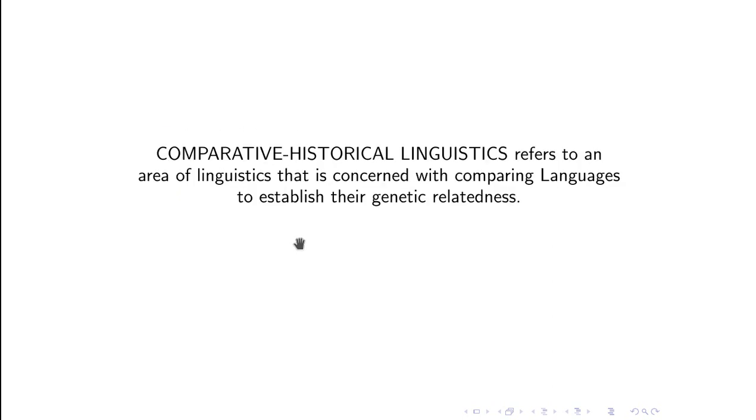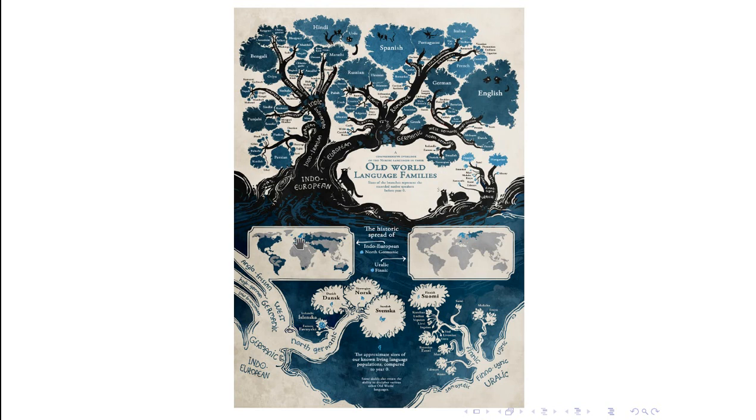Like I mentioned, comparative historical linguistics is concerned with studying genetic relationships among languages. Historical linguists compare languages and try to find evidence of genetic relatedness. This is a diagram that I found on the internet. I think it was on the cover of the Guardian a few years back. It shows different language families.